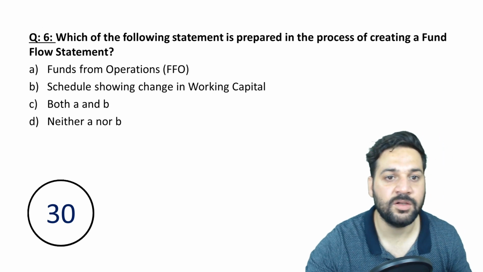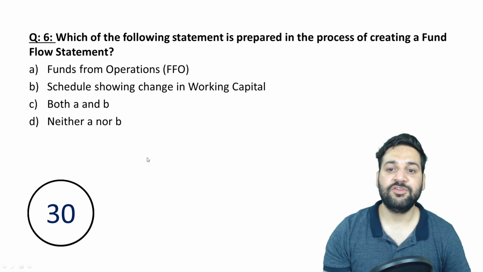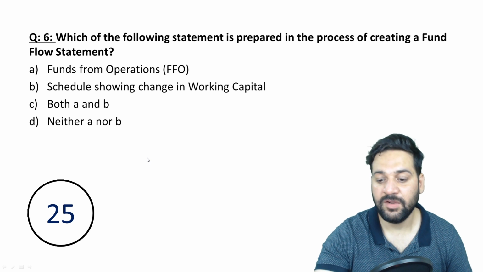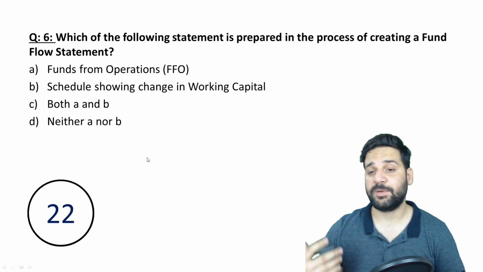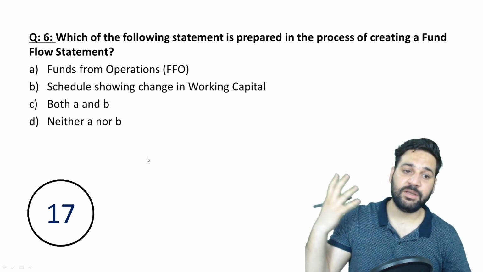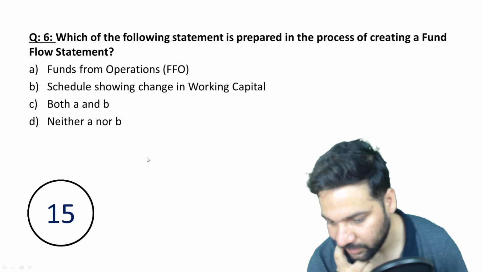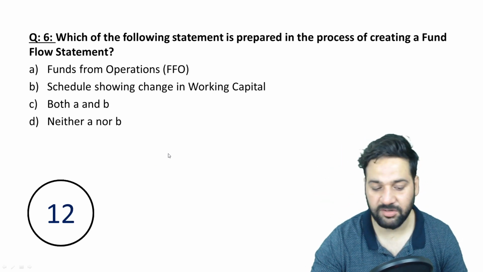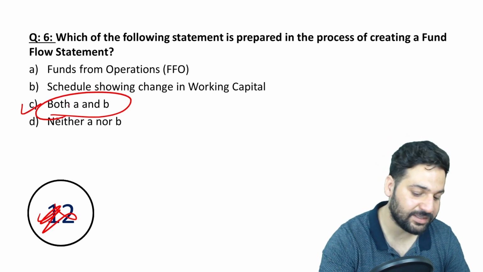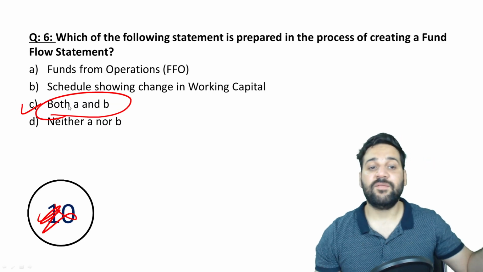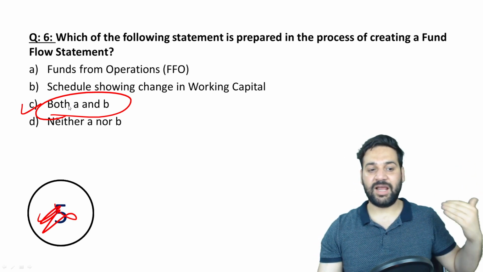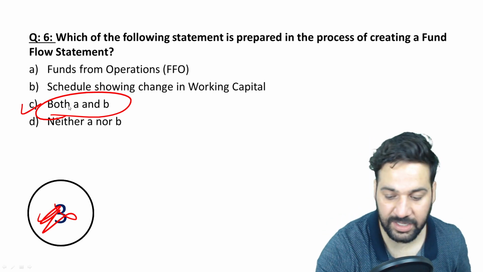The next question: which of the following statements is prepared in the process of creating the fund flow statement? Funds from operation, schedule showing change in working capital. Very easy. Let's not get into this timing thing. I already gave you excess time. I guess both A and B are the correct answer because both are prepared. Funds from operation and the schedule showing the change in working capital are both prepared.